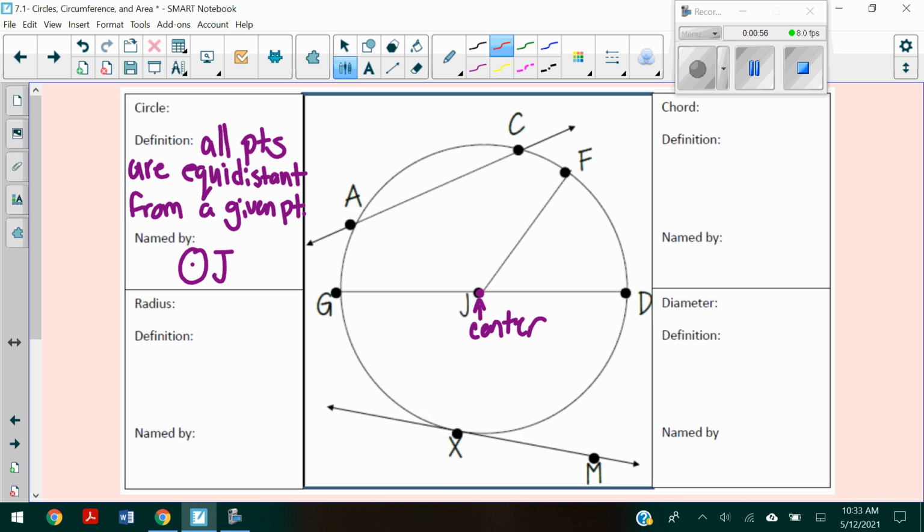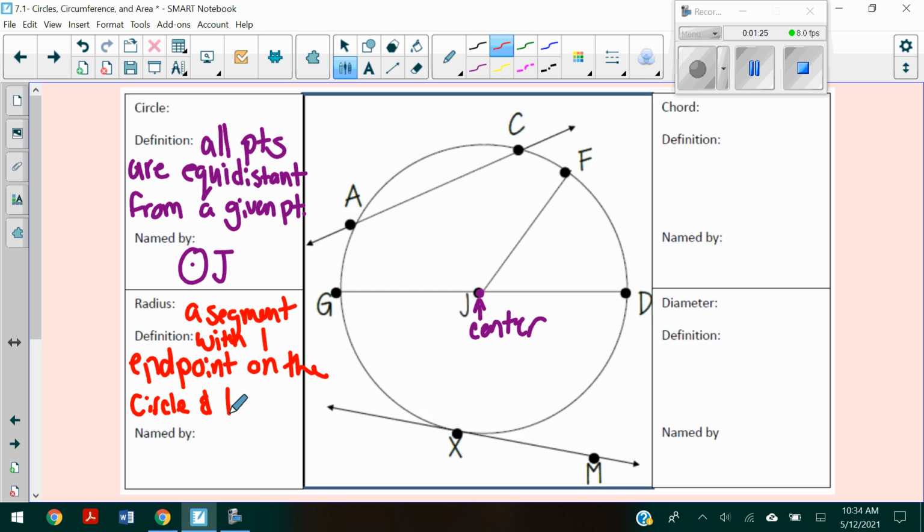Okay, then we also have our radius. It's a segment with one endpoint on the center and one endpoint on the circle. So a segment with one endpoint on the circle and one at the center.